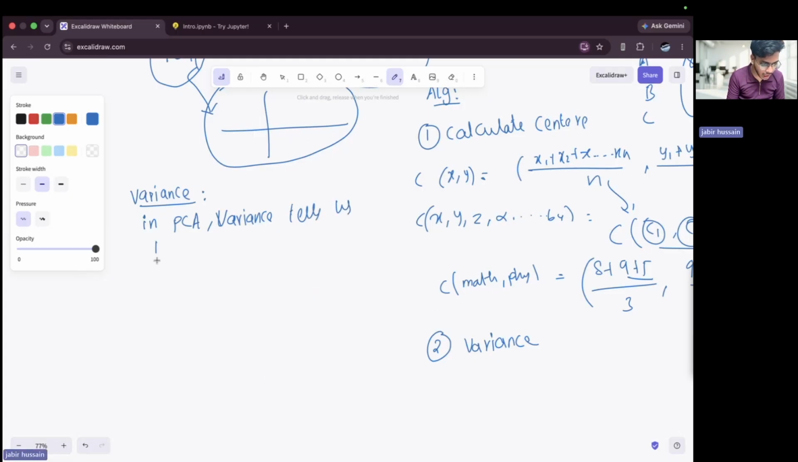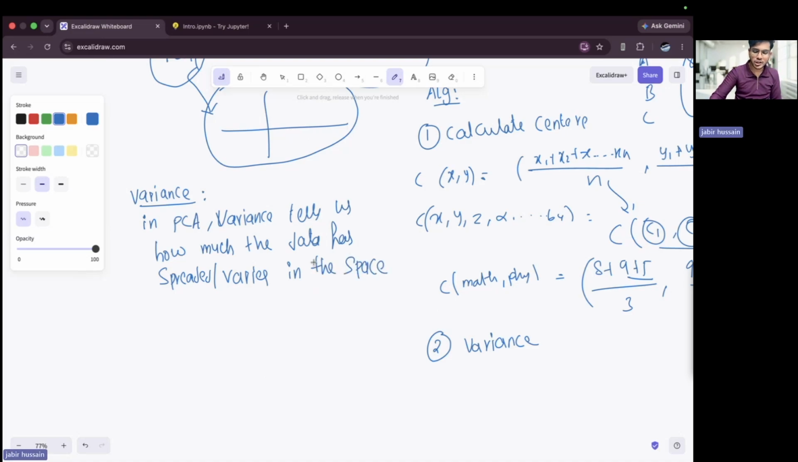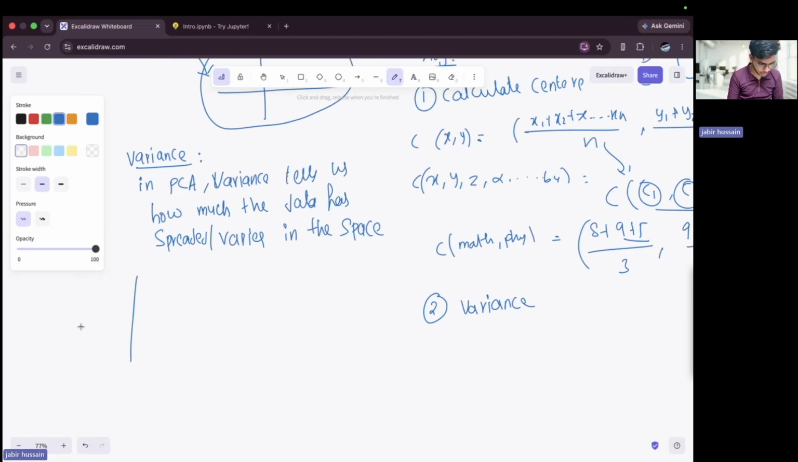tells us how much the data has spread or varies in that space. What do I mean by this? The definition of variance is that it tells you how much, let's say I have a point, right? I'm drawing an example. Let's say this is my data and this is my data.